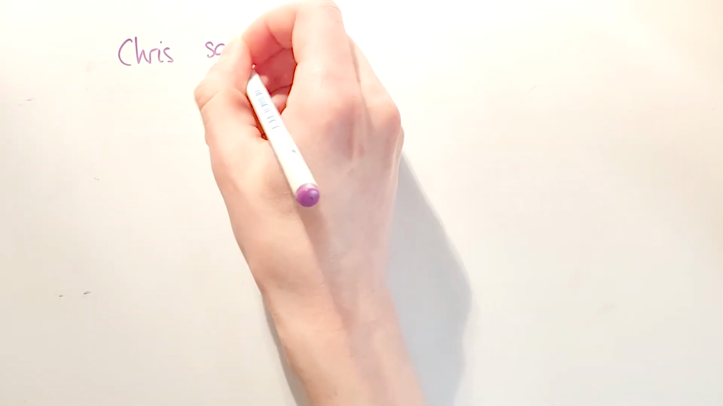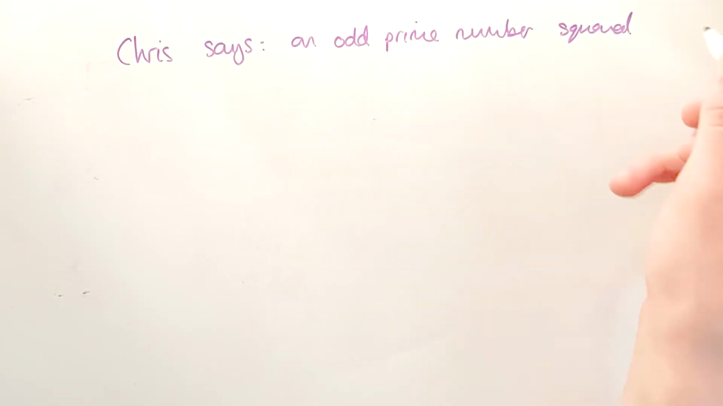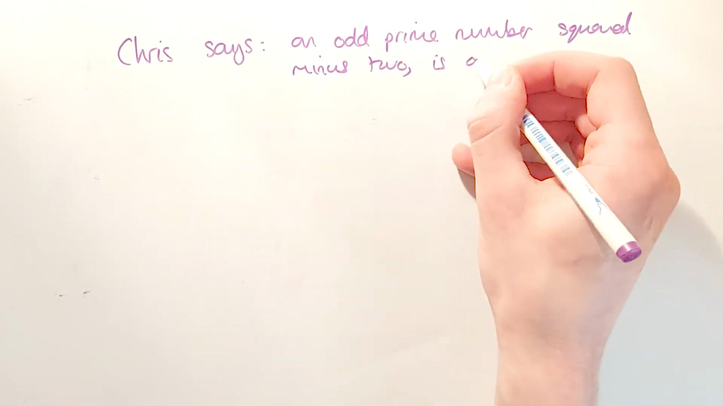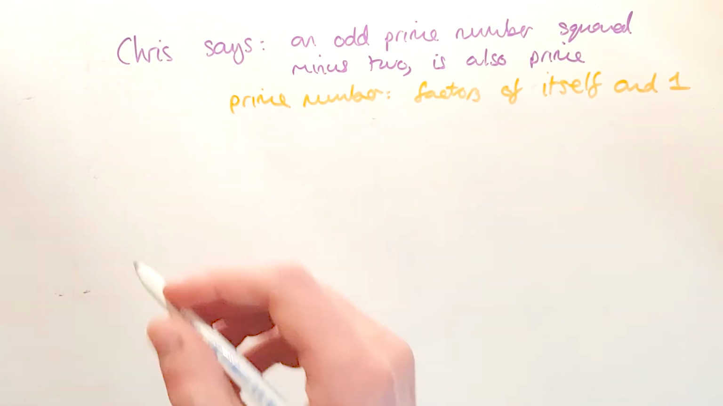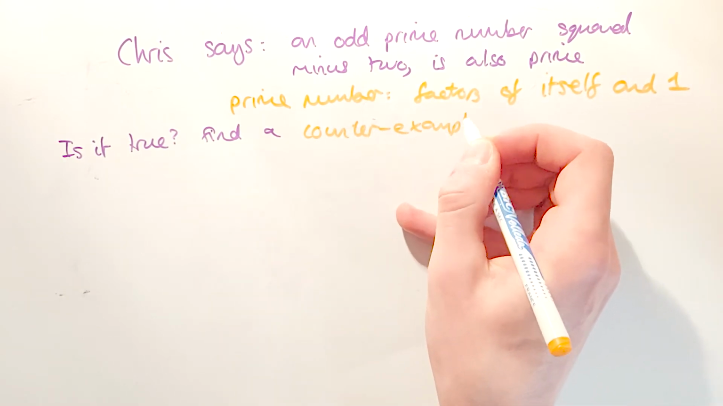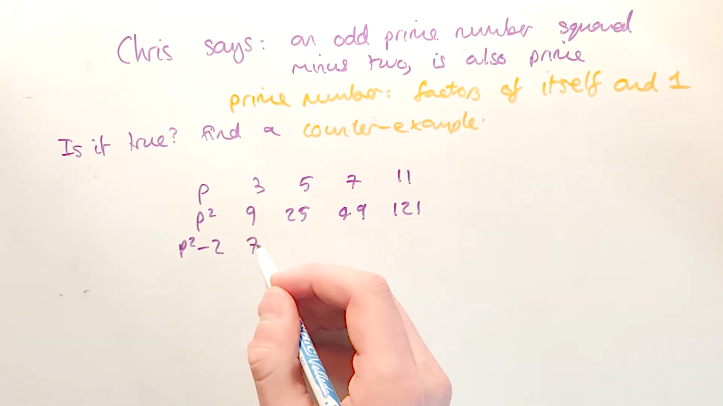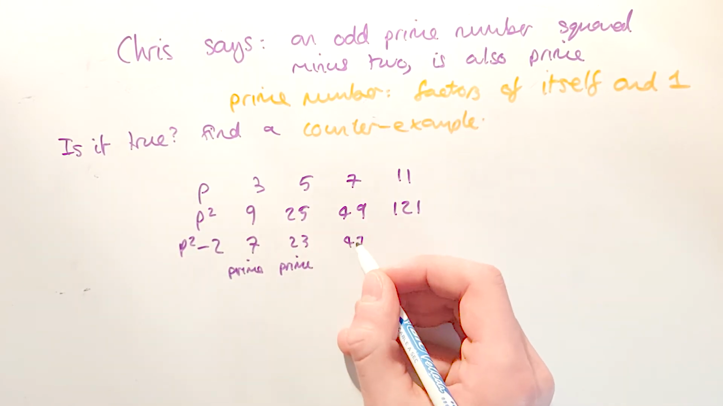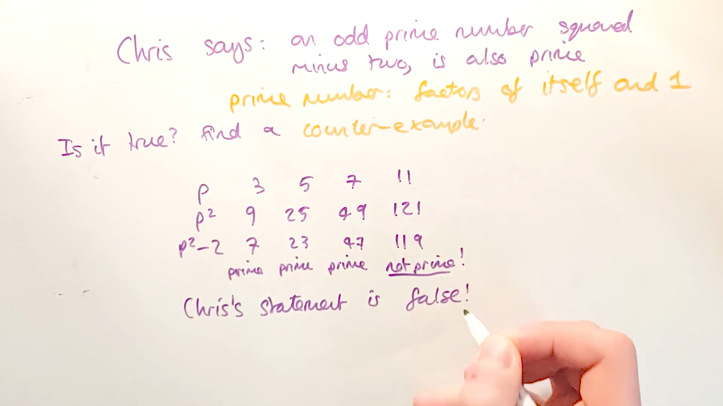For GCSE Maths, you'll need to be able to suggest if statements are true or not. Here's an example. Chris says, an odd prime number squared minus 2 is also a prime number. A prime number is a number that only has factors of itself and 1. We'll see if this is true or not by trying to find a counterexample which shows that it isn't true. I've written out some prime numbers here and we'll square them and subtract 2. The statement seems true up until 119, which is not a prime number. Therefore, Chris's statement is false.